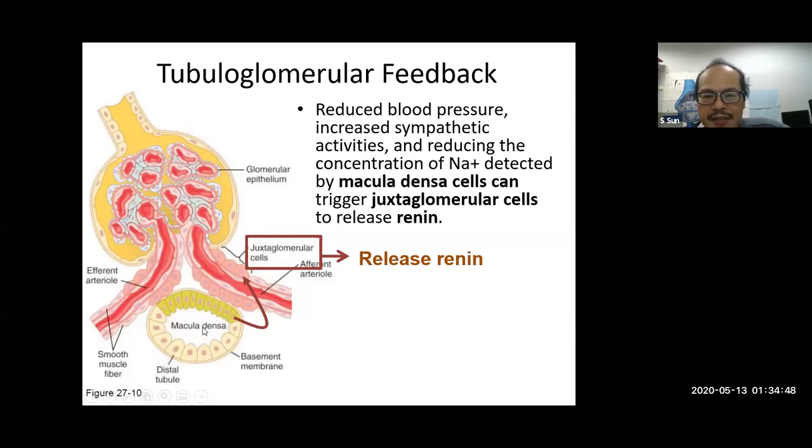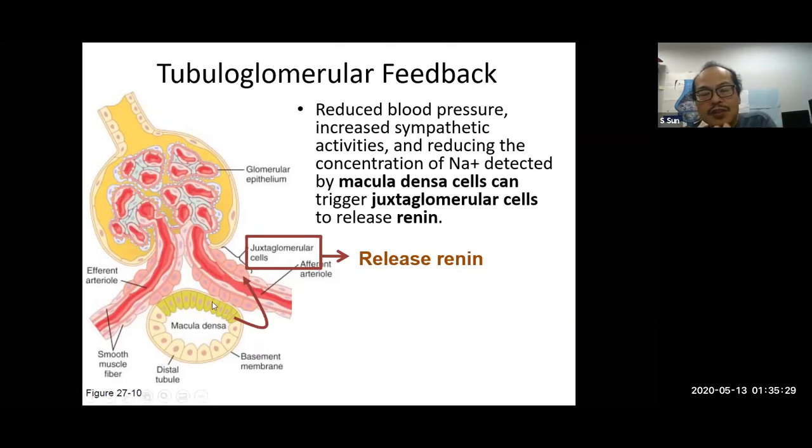If it detects low flow, it usually detects low sodium. So here, basically, it detects low sodium. If the flow is low, everything is low, and the sodium will be low. Then it will tell these cells in the afferent arteriole and the efferent arteriole to produce. These cells are called juxtaglomerular cells. It tells these cells to release renin.